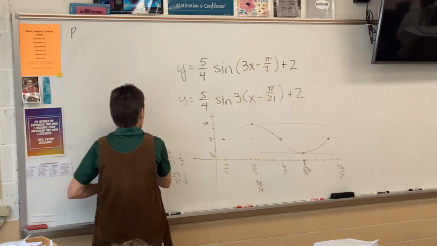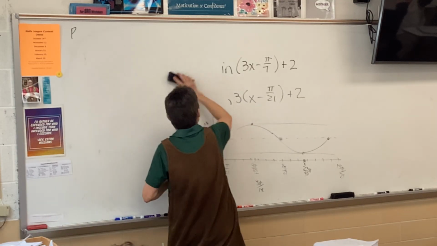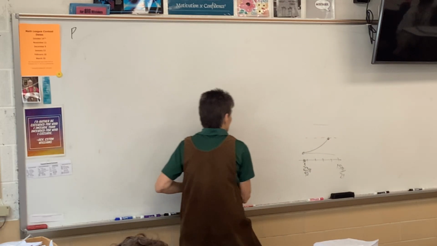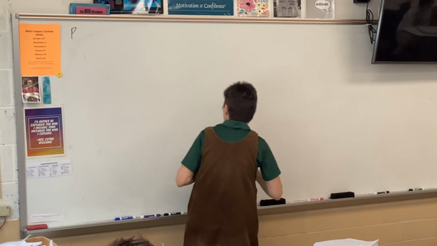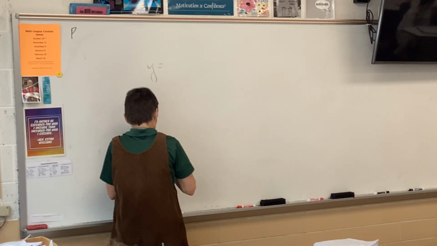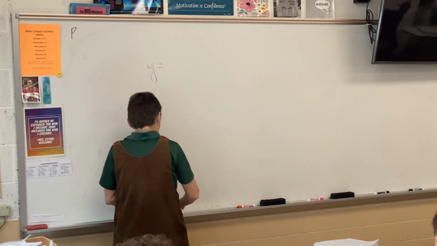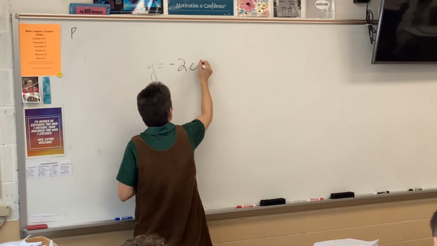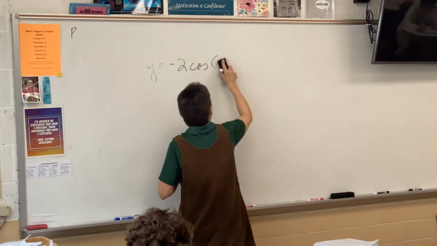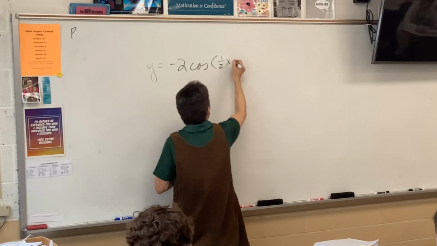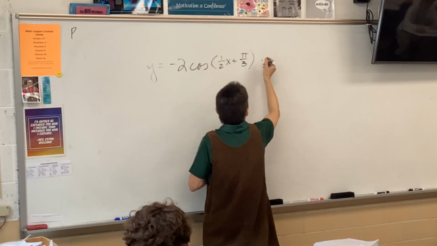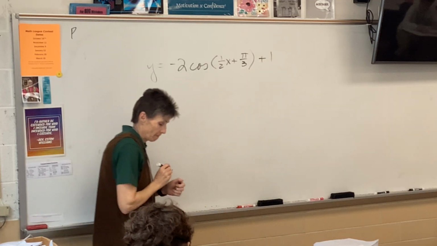All right, let's try another one, since I messed that one up. Let's do a cosine. How about -2 cosine of 1/2 x plus pi over 3, plus 1. Let's try that one.